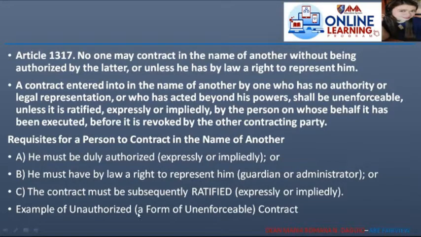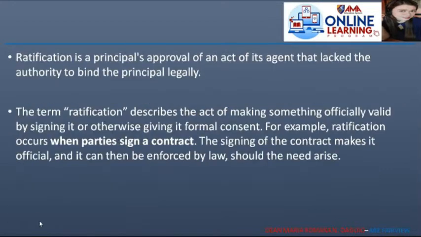So, the contract must be subsequently ratified. Tinama, no? Ginawa ng remedyo. It can also be expressly or implied. This later we'll have an example to that. No? The case of Marga, Cassie, and Hector. So, ratification, no? Let's have further discussion on that.